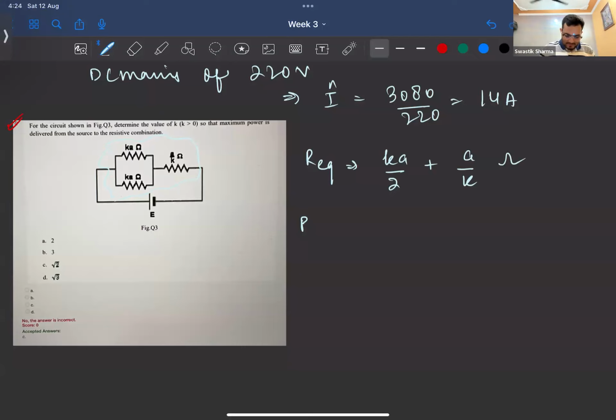Okay. So let's solve this question. Can you tell me what's the power in terms of voltage, which is E, and the equivalent resistance? It's V square by R, right? So it's E square over K by 2 plus A by K.